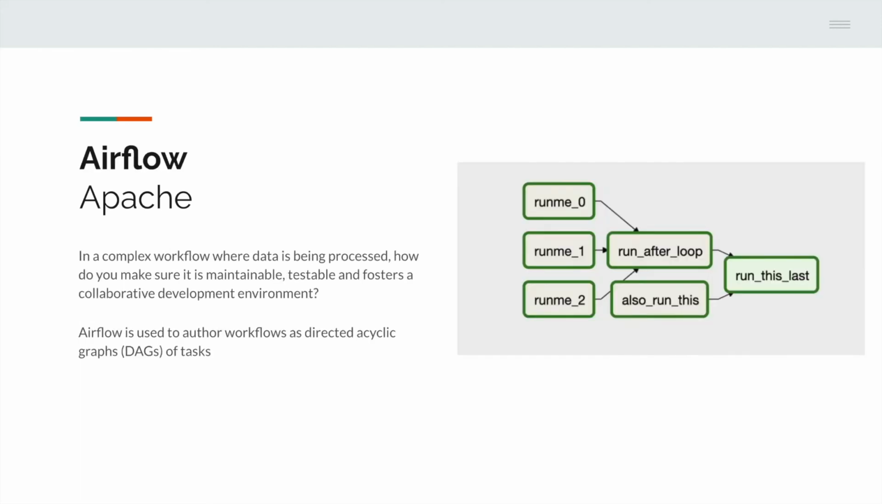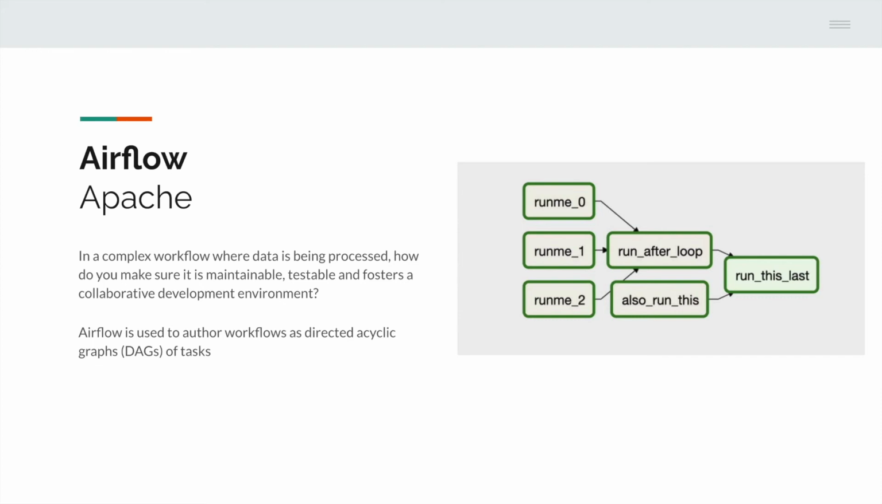Next up is Airflow. So in a complex workflow where you have data being processed in multiple different ways, how do you make sure that it's maintainable, testable, and it fosters a collaborative development environment? In a company, it's not going to be one person working on a workflow. You're going to have entire teams working on it. So how do you manage it in a nice structured way? Well, Airflow is used to author workflows, and here's an example here on the right, and it models the workflows as directed acyclic graphs, or DAGs, of tasks.